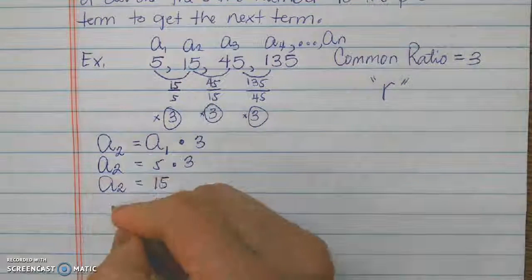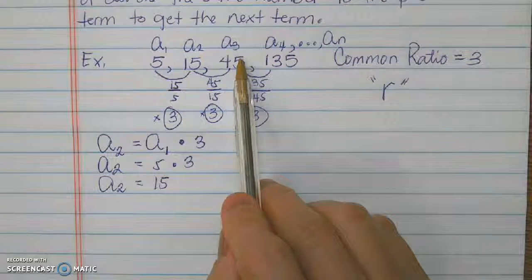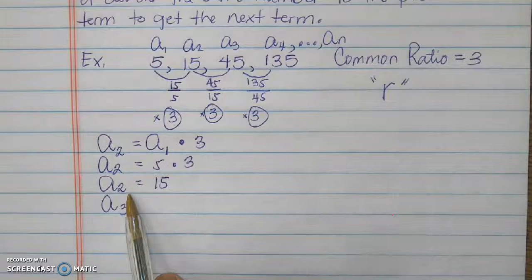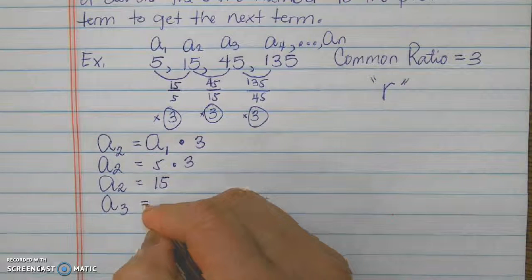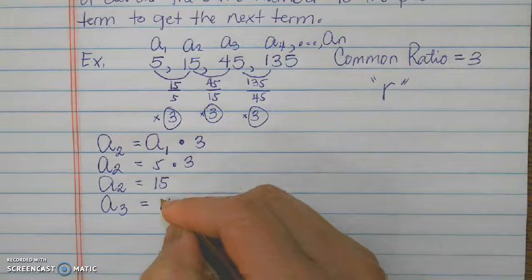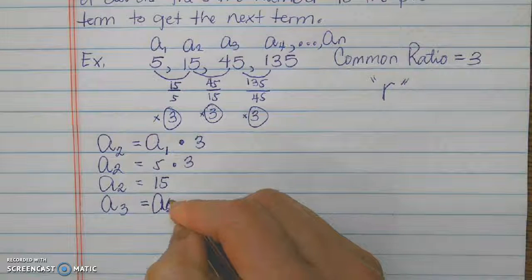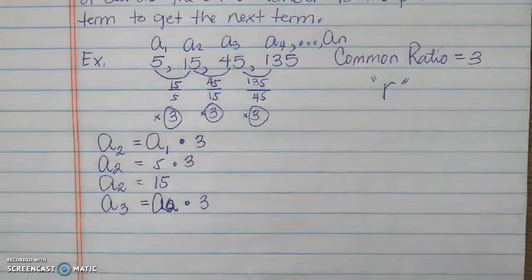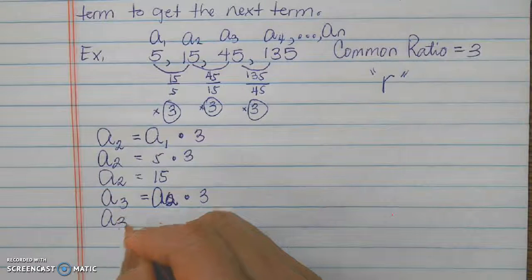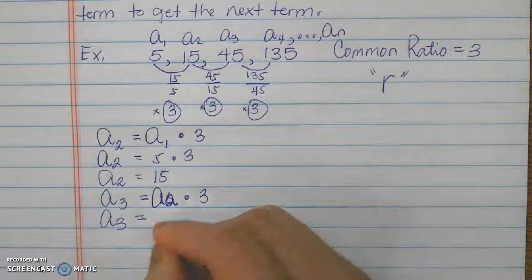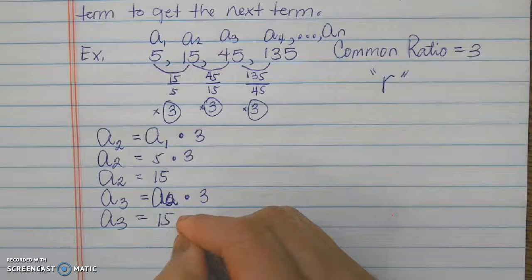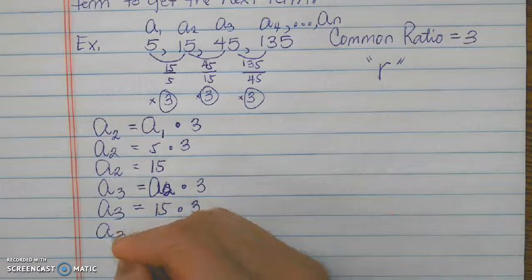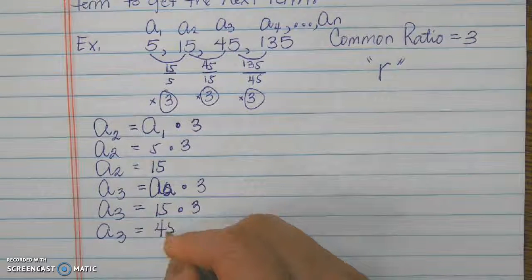Okay, how about we look for A3? If I'm looking for A3, then I need my A2, and my A2 is 15. Let's put A2 so that we see the pattern: A2, and I need my 3. And so my A3 is A2, which is 15, multiplied by 3. So I will have A3 equals 45.